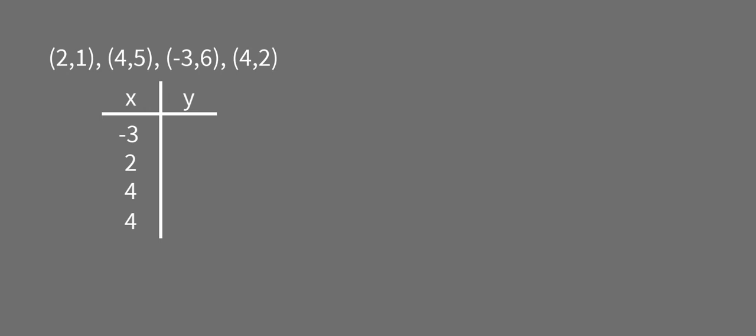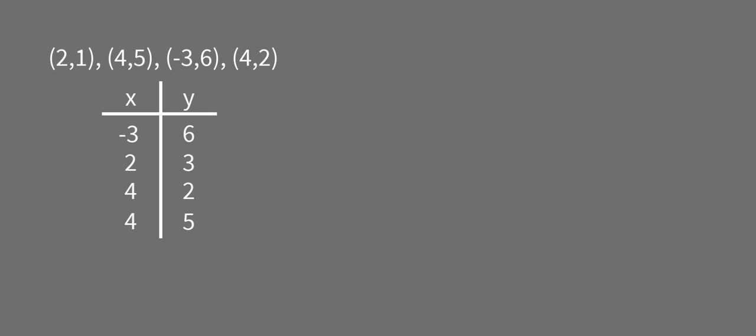And then we'll put our corresponding y coordinates in the y column. So negative 3 corresponds to 6, so (-3, 6). 2 corresponds to 3, so (2, 3). The first 4, we'll go with the lowest value. We're given (4, 2), and then again it's listed as 4, and the corresponding y value is 5.